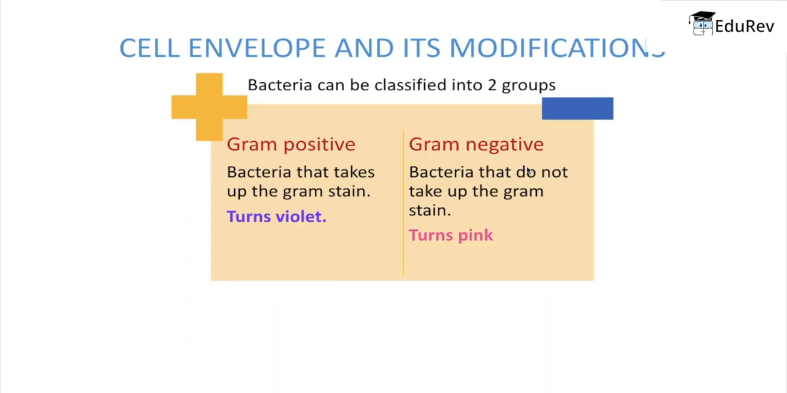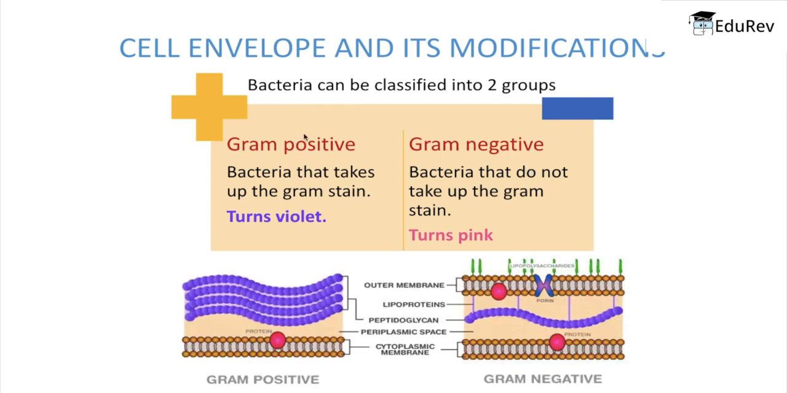Bacteria can be classified into two groups. The first is gram-positive bacteria, the second is gram-negative bacteria. Bacteria that take up the gram stain in the staining procedure are known as gram-positive bacteria, and bacteria that do not take up the gram stain are known as gram-negative bacteria. The gram-positive bacteria that take up the stain turn violet, as you can see in this image, and the gram-negative bacteria that do not take up the gram stain turn pink in the staining procedure.